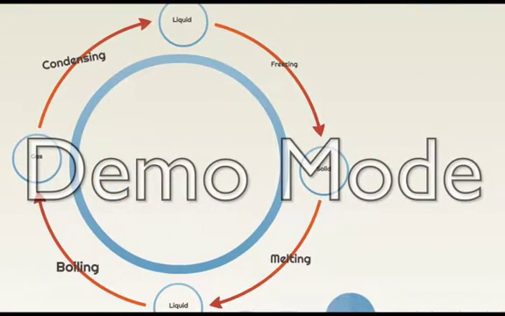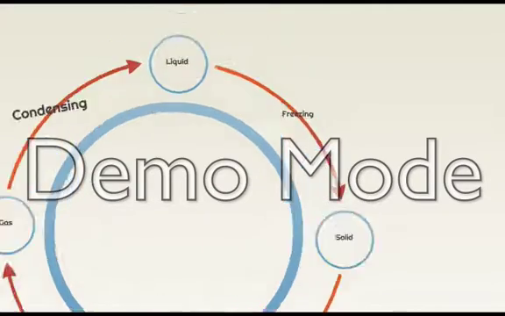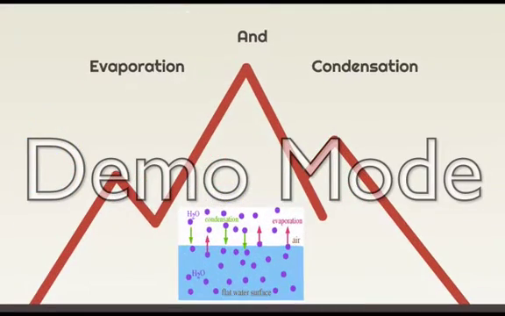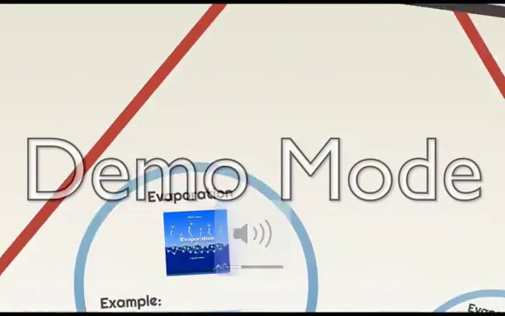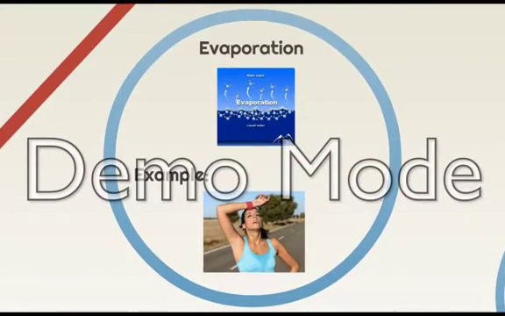The processes of change in state are like a cycle: from liquid to solid by freezing, from solid to liquid by melting, from liquid to gas by boiling, and from gas to liquid by condensing. There are two ways that heat can transfer: evaporation and condensation. Evaporation involves a liquid changing to gas, while condensation involves a gas changing to liquid.